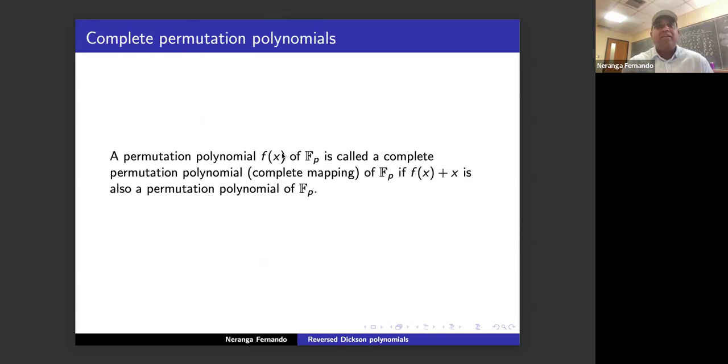If you have two permutation polynomials and you add them, the sum is not necessarily a permutation polynomial. But if you take x, which is clearly a permutation polynomial, and another permutation polynomial f of x, and their sum is also a permutation polynomial, we call such a polynomial a complete permutation polynomial, which has important applications in cryptography and digital schemes.